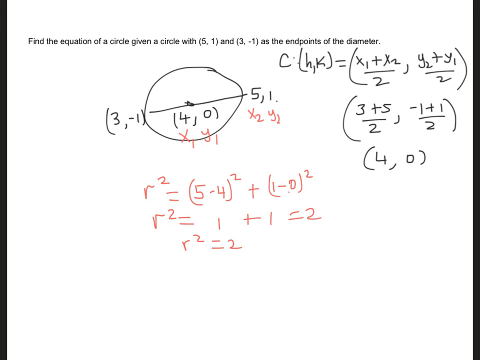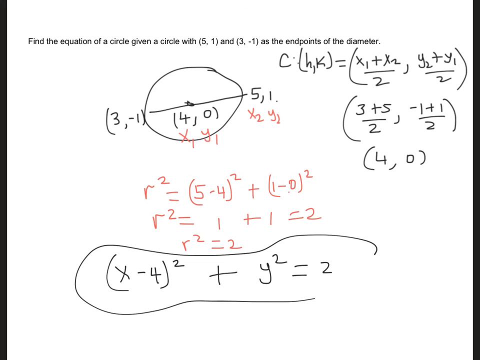So the equation becomes x minus 4 squared plus y minus 0, so just y squared, is equal to 2, and that's the equation of the circle.